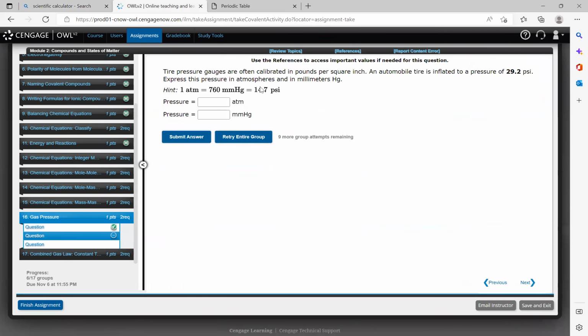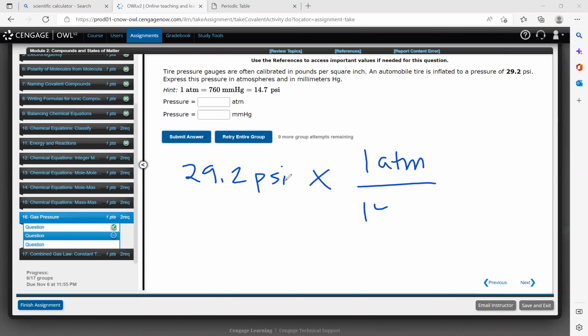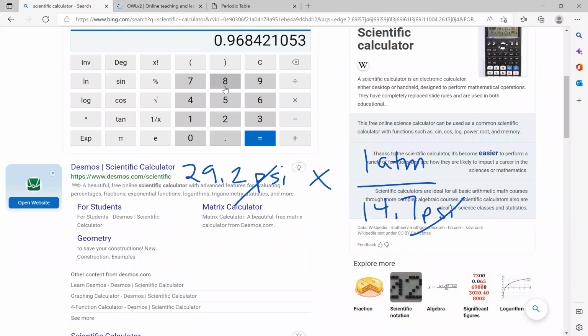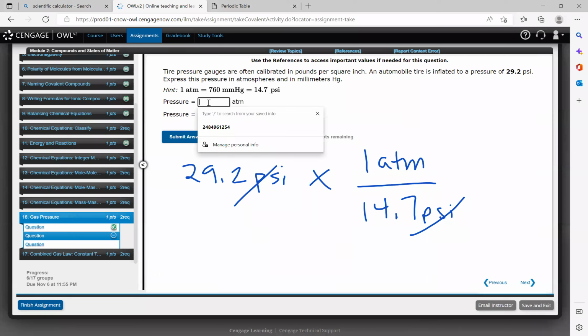Again, same thing here. We're just going to do some calculations. So they give us the equivalent, and we'll say that we have 29.2 PSI. And again, we want to get to ATM first. So 1 ATM on the top, 14.7 PSI on the bottom. And now we can go to our calculator, do 29.2 divided by 14.7. And we get 1.99 ATM.